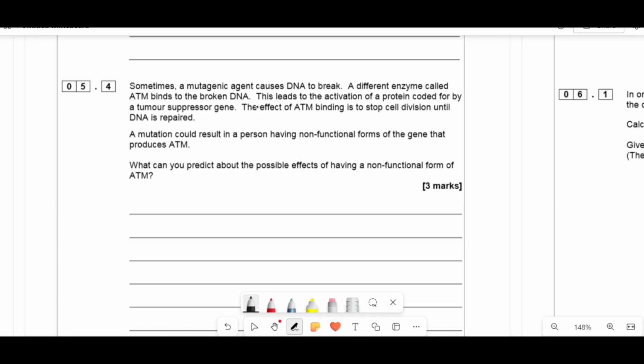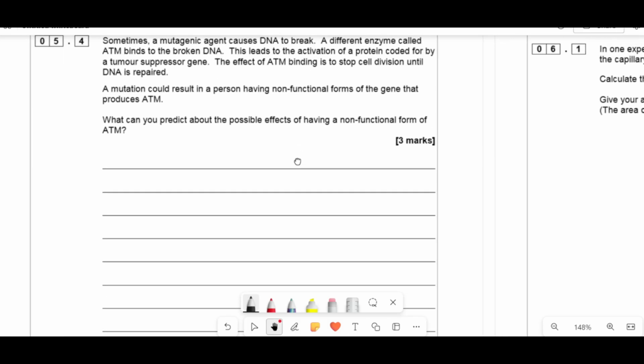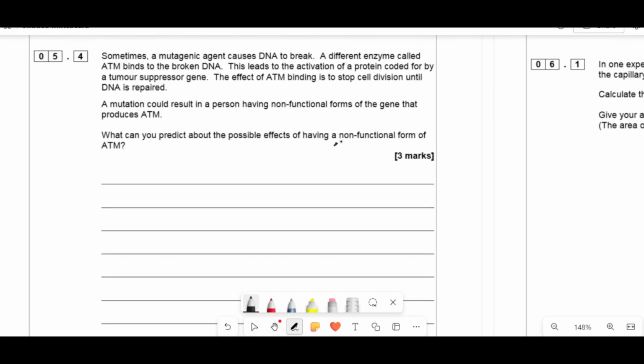The mutation could result in the person having a non-functional form of the gene that produces ATM. What can you predict about the possible effects of having a non-functional form of ATM? So in this question, only 47% got 3 marks, because a lot of people didn't just follow the story of the stem and then actually use what the question told them. They were just saying a whole load of random bits and bobs.